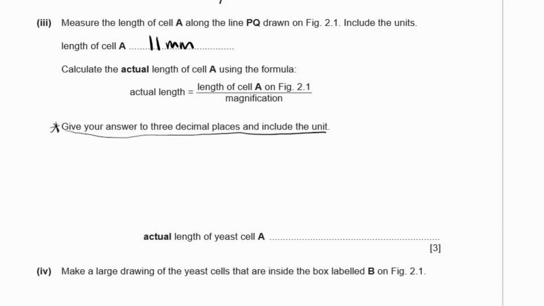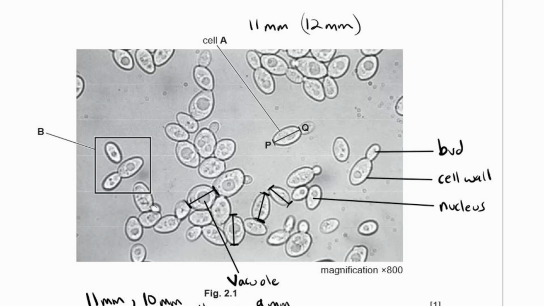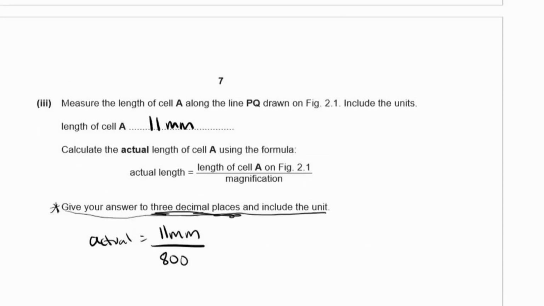Happens all the time. Okay, 3 decimal places. So the actual equals 11 millimeters divided by 800. And the reason why it's 800, if we look at this drawing up here, it says magnification times 800. So it's 800 times magnified.